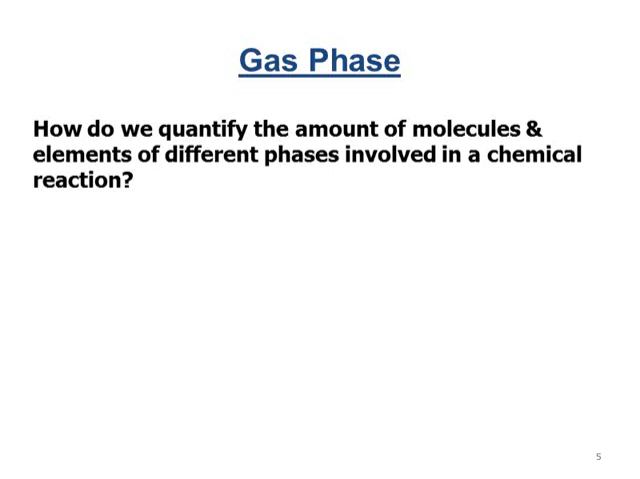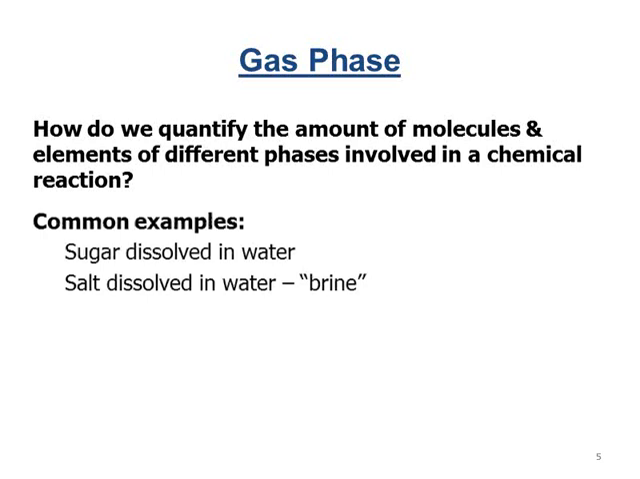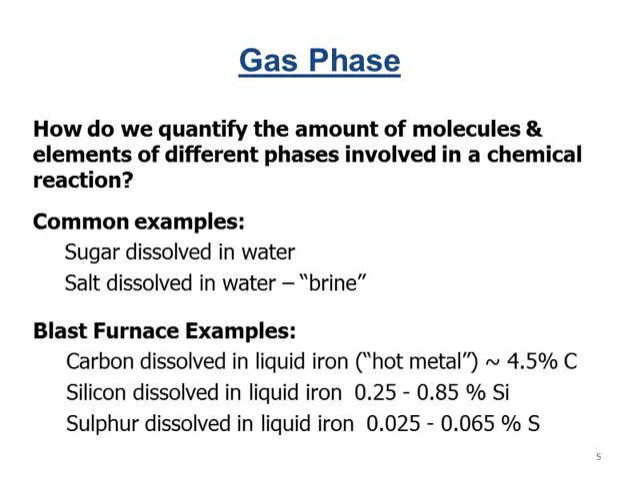Well, what is meant by that is common examples: sugar dissolved in water, salt dissolved in water, which gives you brine. More so in a blast furnace example, we're dealing with hot metal, which has carbon dissolved in it, like sugar dissolved in water. In this case, carbon in hot metal typically is about 4.5% weight carbon. Silicon as well is dissolved in liquid iron at about 0.5% silicon, and likewise with sulfur.